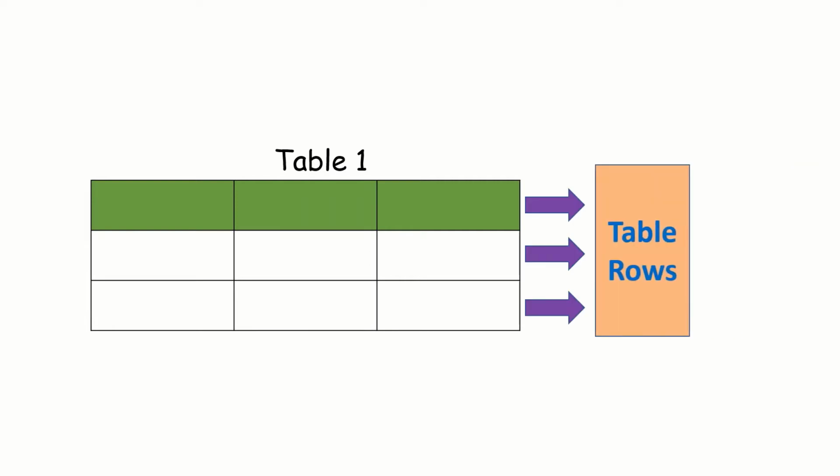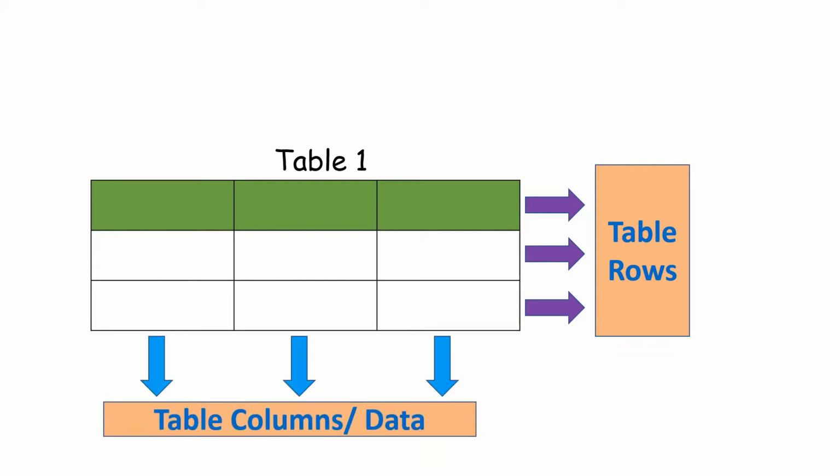This is a table. This type of table we can make using HTML. These are the table rows. That means the horizontal lines are called table rows, and these are the table columns. In HTML, table columns are called table data. So these vertical spaces are called the table columns and data also.